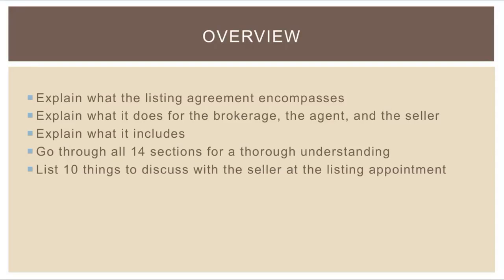Today we're going to go over the exclusive right of sale listing agreement, one of the most important documents that a listing agent will use, as it defines the agreement between the seller and the brokerage and what will take place throughout the entire listing process. So we're going to start off with an overview. We're going to explain what the listing agreement encompasses, explain what it does for the brokerage, the agent, and the seller. We're also going to explain what it includes. We'll go through all 14 sections for a thorough understanding. And then finally, we're going to wind up with 10 things to discuss with the seller at the listing appointment.